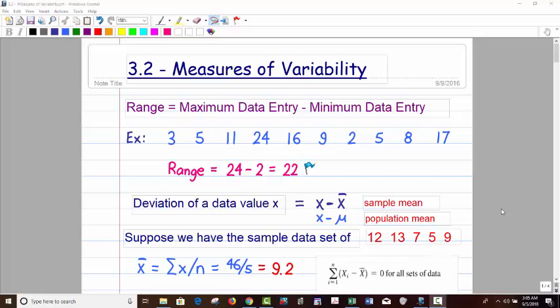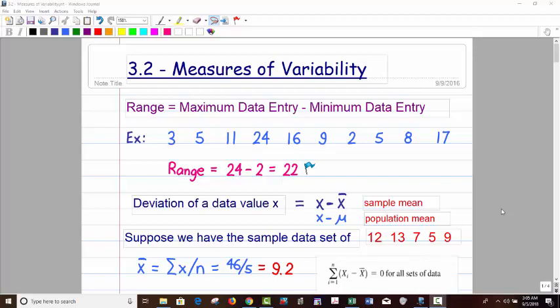Hello, this video is entitled Measures of Variability. Now we've studied measures of central tendency like mean, median, and mode. And now we're going to look at numerical values that indicate how much the data is scattered. You know, how far are the numbers close together? Are they spread apart? Like that.